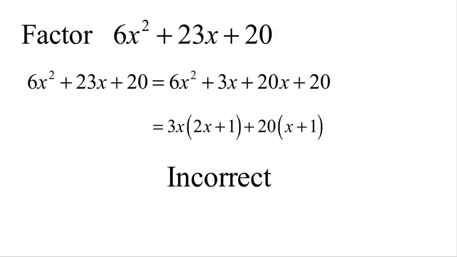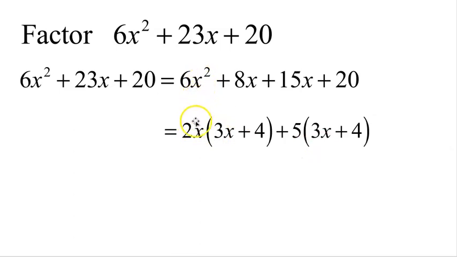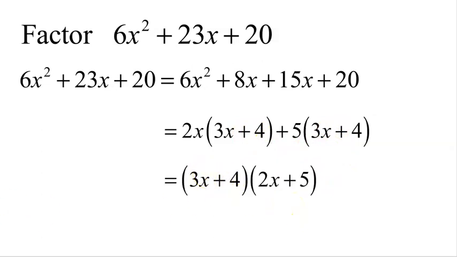So I'll try it again by breaking up 23x into some other pair of numbers. This time I went with 8x plus 15x. Let's see if this works. 6x squared plus 8x, each of them have a 2x common to each other. 15x plus 20 each have a 5 common to each other. 6x squared divided by 2x is 3x. 8x divided by 2x is 4. 15x divided by 5 is 3x. 20 divided by 5 is 4. And we are very happy because the two parentheses are the same. So we can factor out the 3x plus 4, and what's left? 2x plus 5. And that will conclude this lesson.